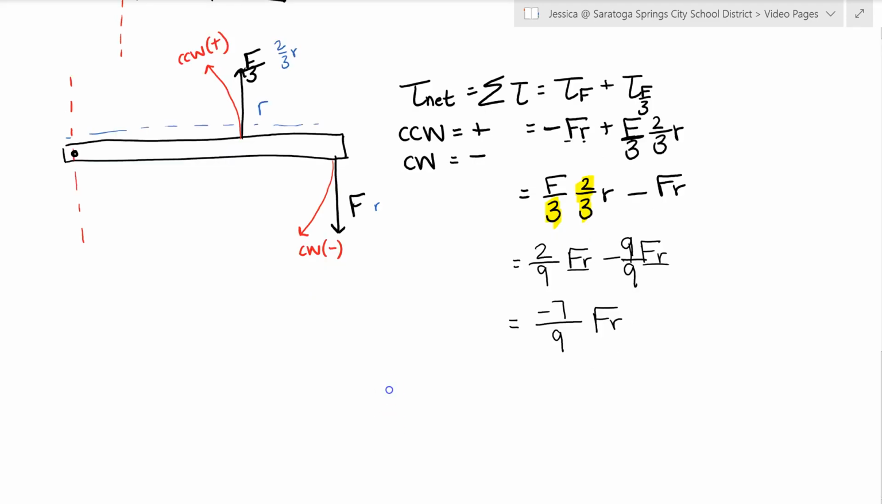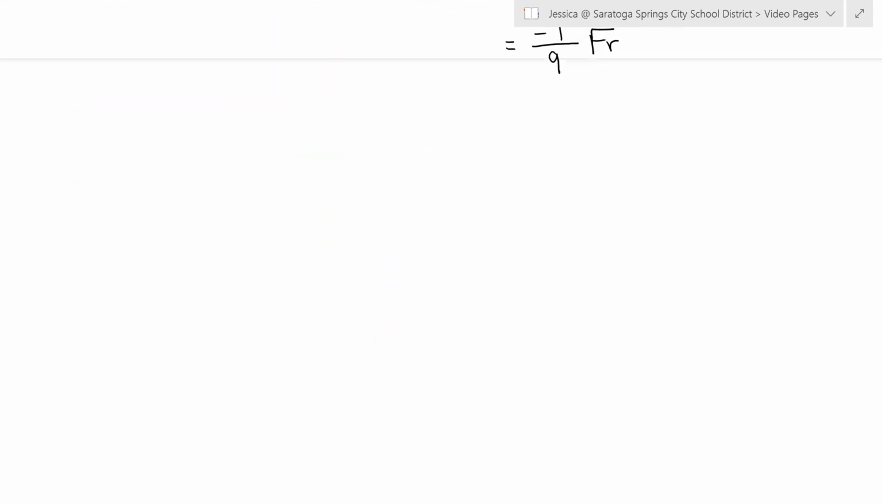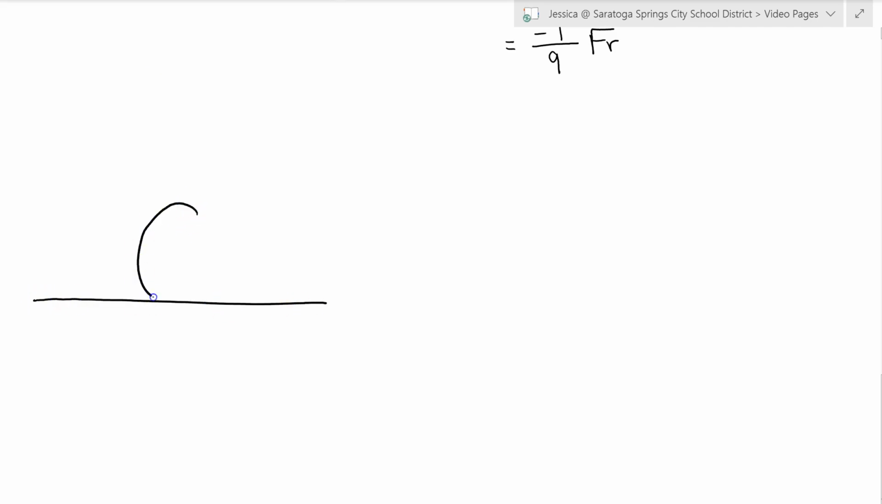Okay. The last thing I want to talk about in this video is torques on objects rolling across surfaces. So let's say we have a sphere, and it is rolling to the right. So acting on the sphere are going to be similar forces that would act on a box rolling or sliding across the surface. We have a force of gravity, we have a normal force, and we have a force of friction.